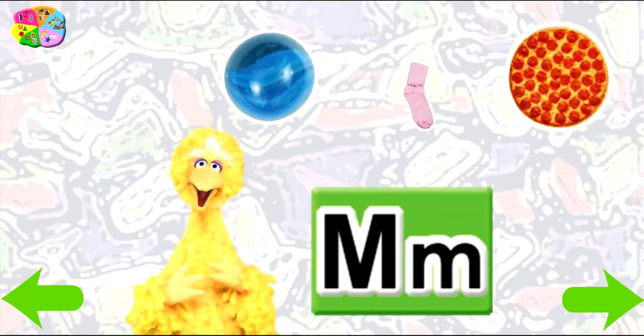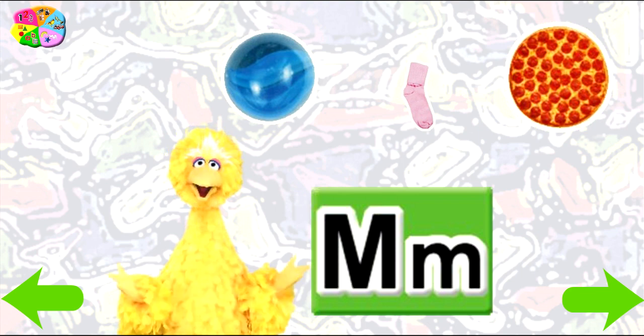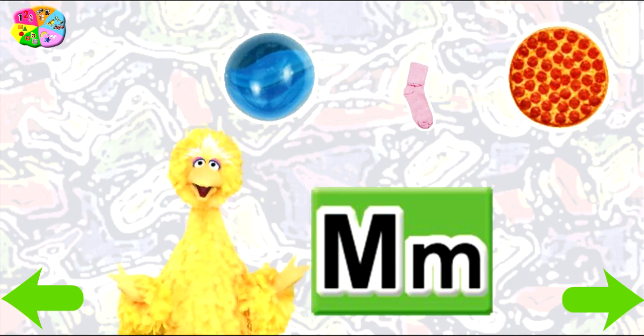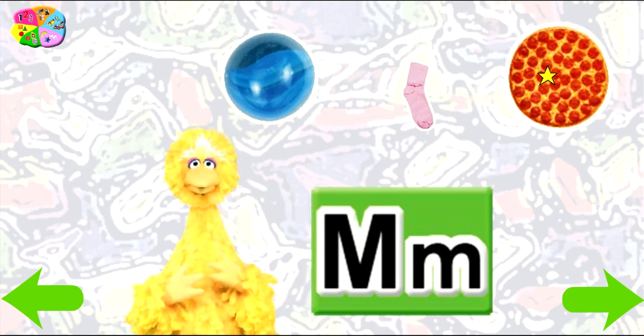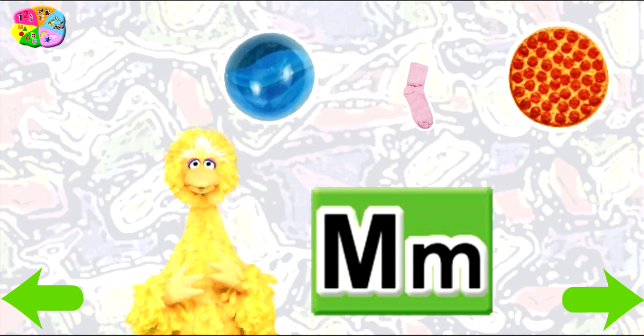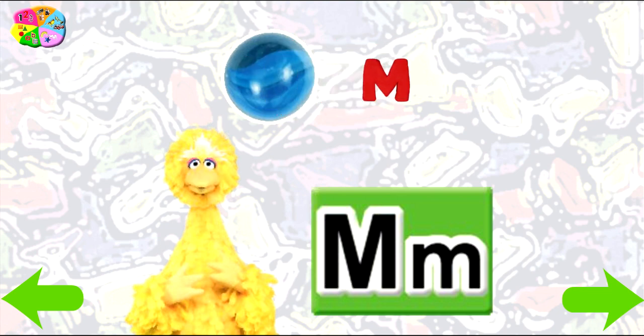I need to think of another one. Oh, I've got it. Find the thing that starts with the letter M. That makes the sound M. Marble. M. M. Marble. You are correct.